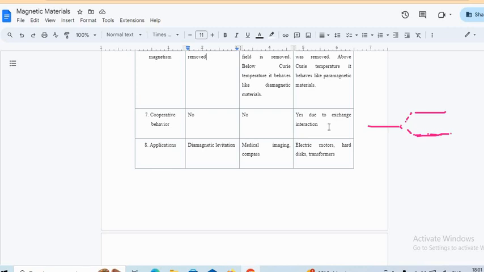We have already mentioned the exchange interaction. Now the applications: diamagnetic levitation for the diamagnetic material; for the paramagnetic material, medical imaging and compass can be used. And for ferromagnetic, some important ones are electric motors, the hard disk, and transformers. So magnetic disks will be used here. This is the application. Now you can see, although you have better theory and better control over the ferromagnetic material, the dia and para also have some applications, which are very, very important.